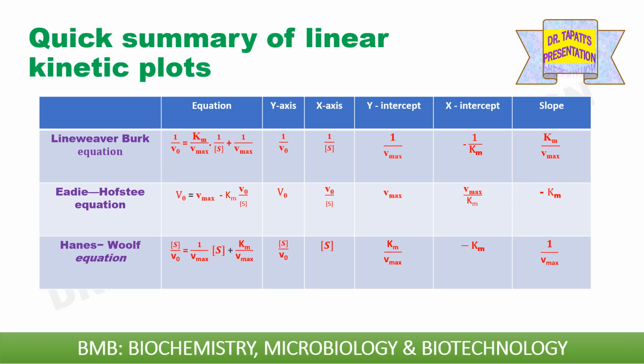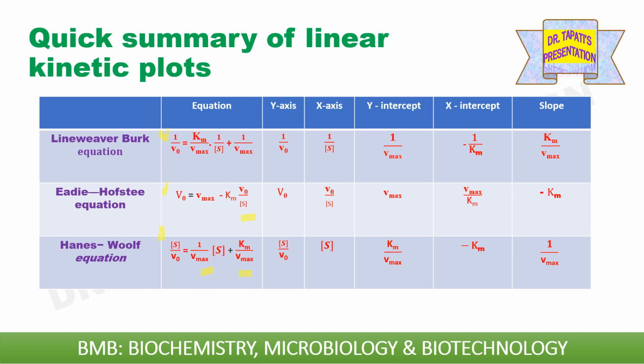Let's quickly summarize all three linear kinetic plots. If you compare the equations, you will find that the Lineweaver-Burk equation is 1 by V0 is equal to Km by Vmax into 1 by S plus 1 by Vmax, whereas the equation for Eadie Hofstee is V0 is equal to Vmax minus Km into V0 divided by S, and for the Hanes-Woolf equation, it is substrate concentration S divided by V0 is equal to 1 by Vmax into S plus Km by Vmax. These three equations you have to remember.